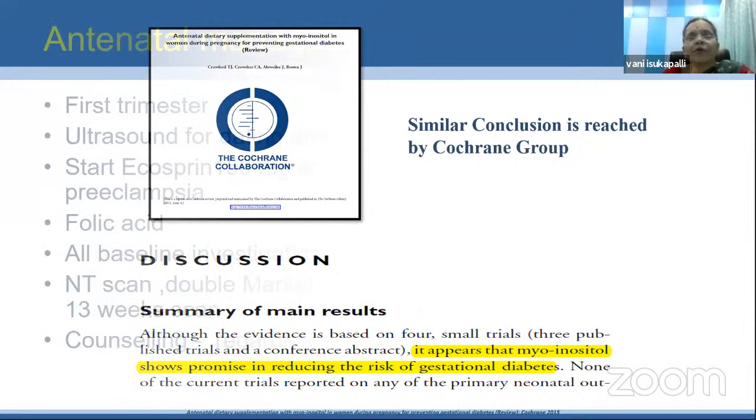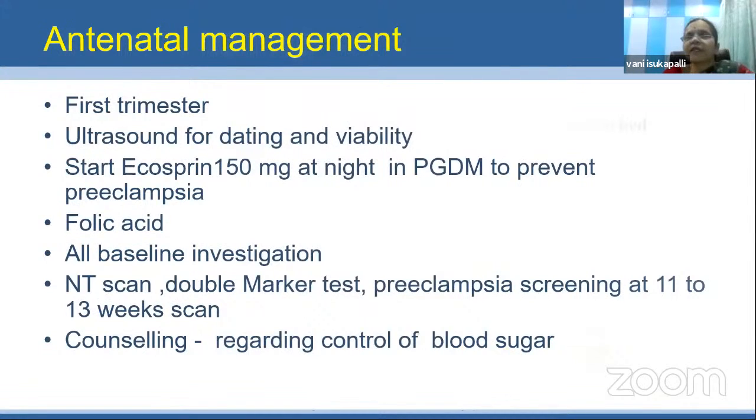The next approach is regarding the antenatal management. Till now, we were speaking only about the glycemic control. So antenatal management starts from the first trimester itself. A very good ultrasound for dating the gestational age and proving the viability of the fetus is important as early as possible. The next important thing is, we know diabetes mellitus cases in pregnancy are more prone to have preeclampsia. So having known that, there is no harm in adding Ecosprin 150 milligram for these cases to reduce the comorbidity of preeclampsia.